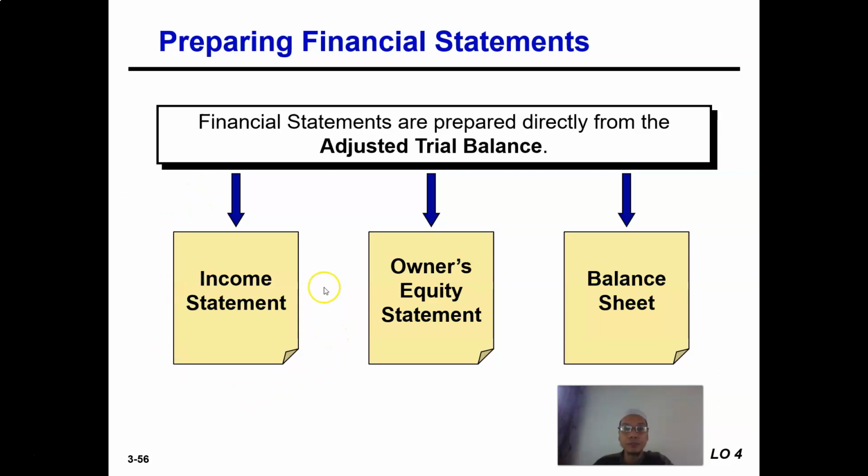main financial reports. The income statement to show the outcome of the activities that the organization conducted within the accounting period. And then there's the owner's equity statement, which will show the changes to the owner's equity due to the profit or loss gained from the activities. And finally, the balance sheet will show the position of the assets and liabilities of the business.